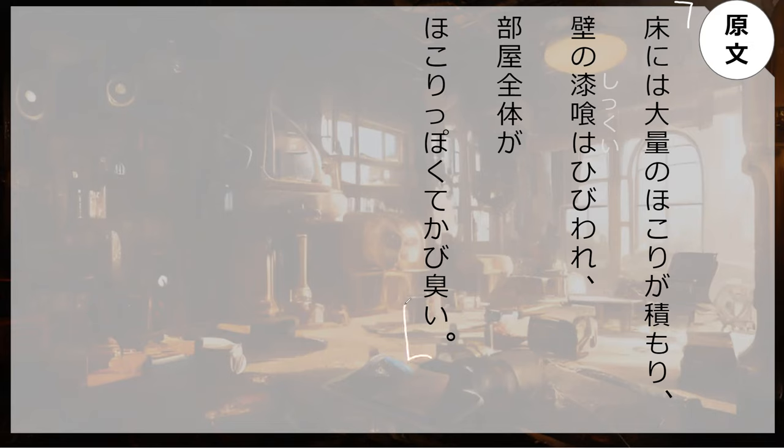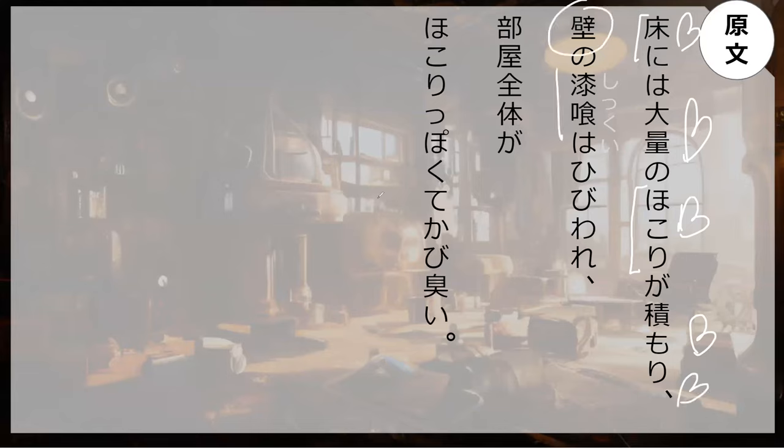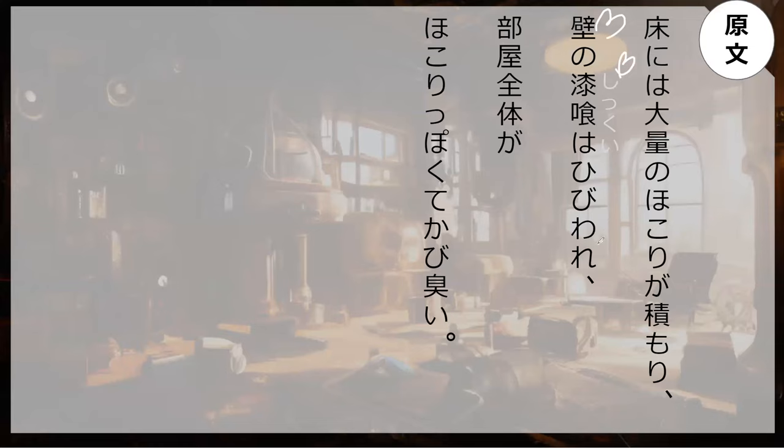Hokori poi. Hokori poku te kabi kusai. Yuka ni wa oryo no hokori ga tsumori. Tairyo. So tsumori is to pile up. Not the box, but the dust that piled up thickly on the floor. Kabe no shikkui, the plaster of the wall, shikkui wa hibiware, there are cracks on the plaster of the wall.